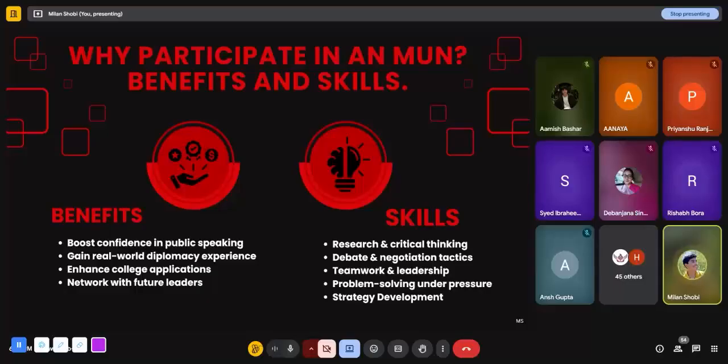Going further, you have teamwork and leadership. I pretty much understand that's very self-explanatory. Then problem solving under pressure.